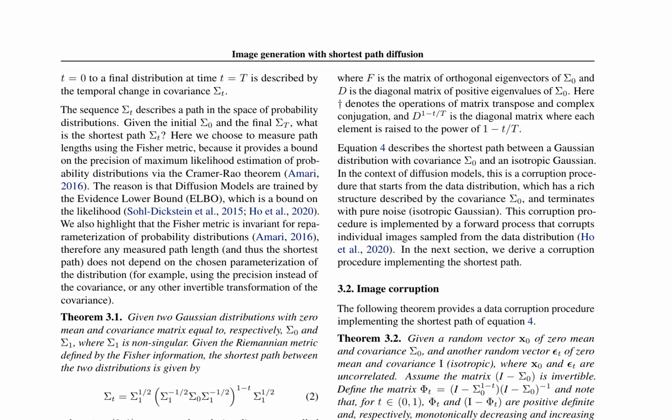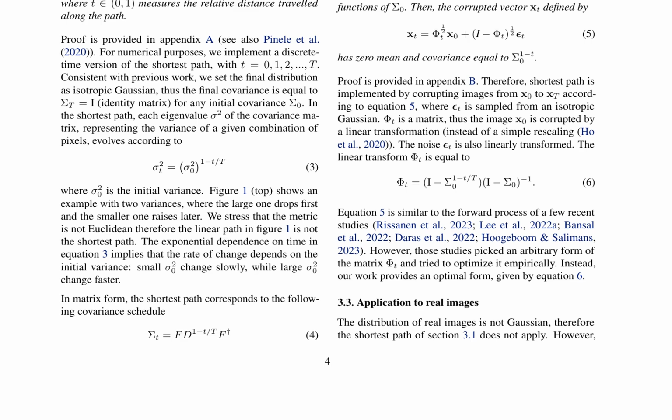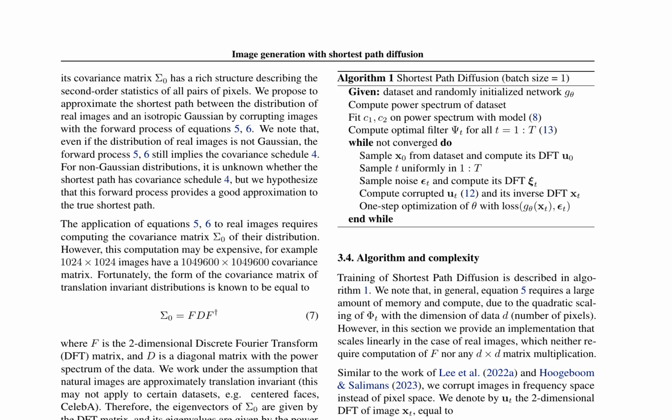The research highlights the importance of the Fisher metric in measuring path lengths, ensuring that the shortest path is invariant to parameterization changes. The authors also discuss the concept of image blurring and its relation to the shortest path, showing that the shortest path corresponds to image sharpening and noise deblurring. Overall, the study contributes significantly to the field of diffusion models by providing a novel and theoretically grounded approach to variance scheduling.